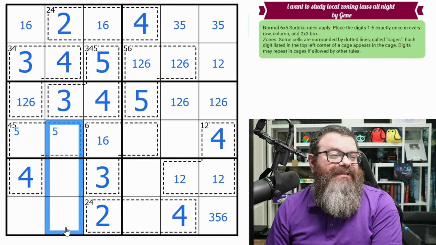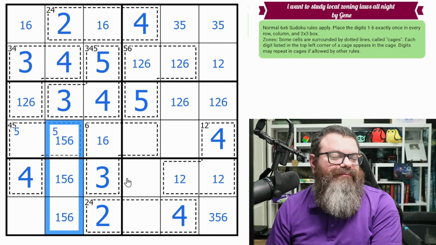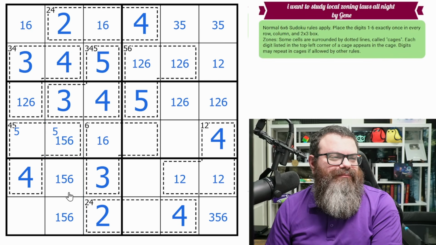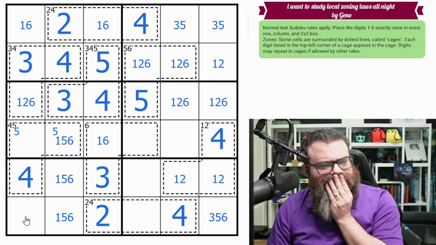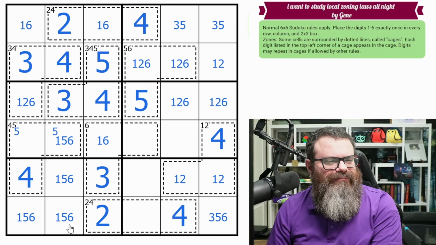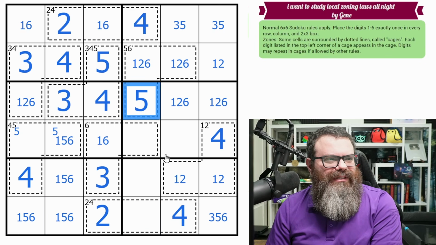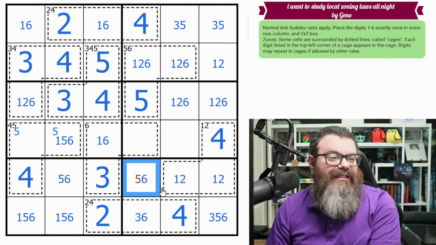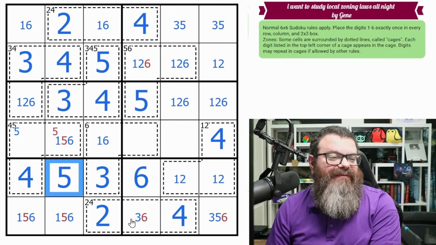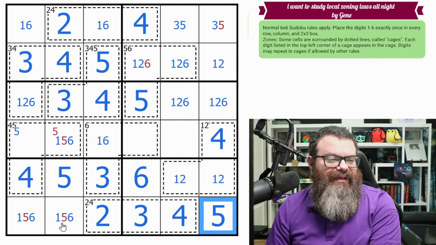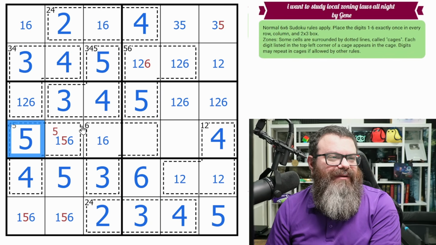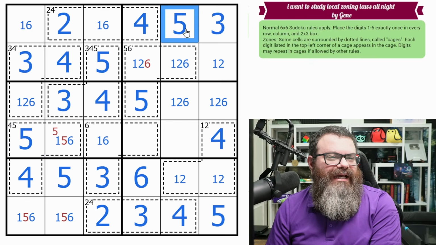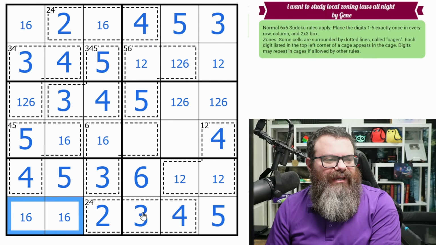So this is 156. It's also 156. This can't be 5, so it's 136. This isn't a 1, the 1-2 pair. So that's not a 1 also. This is 5, 6. Yeah, and that's not a 5. So that's 6, that's 5, that's 3. We get the 5 here and the 5 here. All right, 3 and 5. I'm trying to avoid cleaning up, but it looks like I might have to.